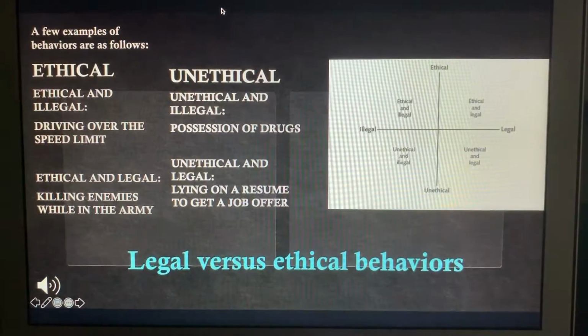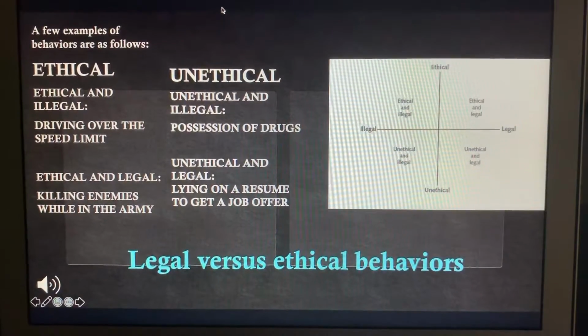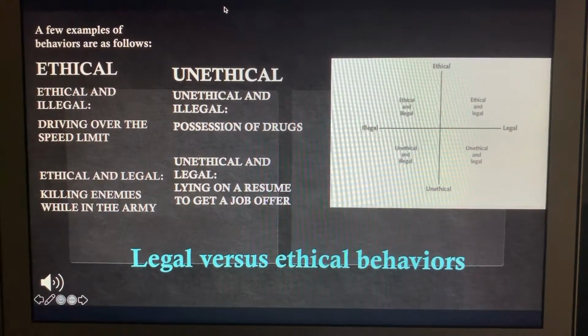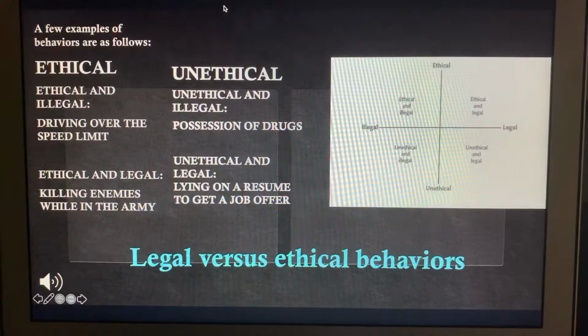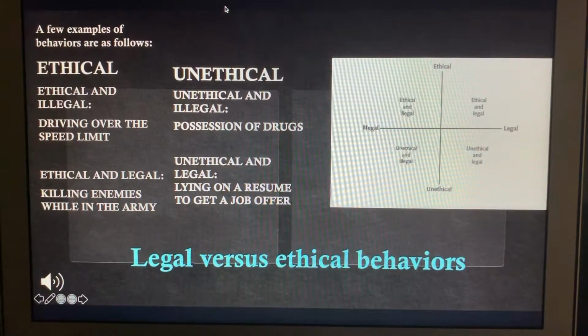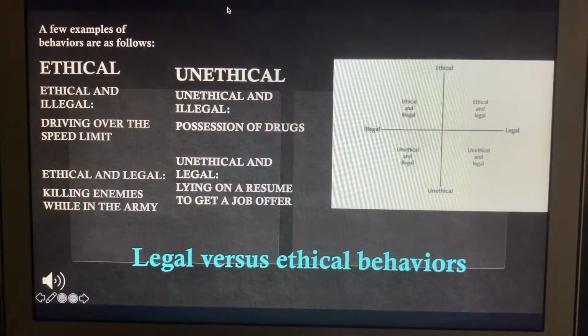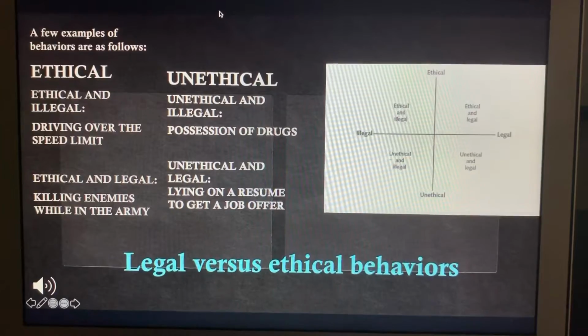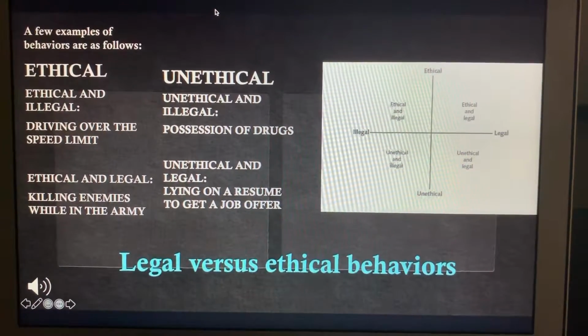There are 4 categories an individual's behavior can fall into: ethical and illegal, ethical and legal, unethical and illegal, and unethical and legal. If someone is behaving in an ethical and illegal way, they could be driving over the speed limit. If they're acting in an ethical and legal way, they're killing enemies for the government and the army.